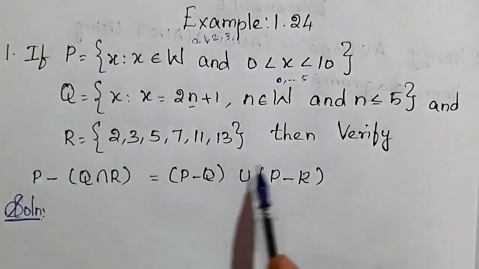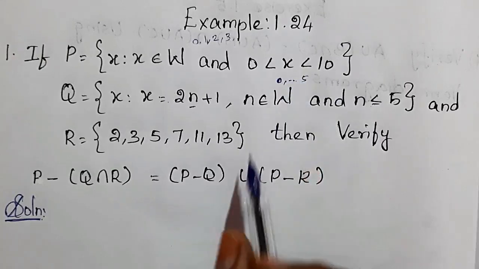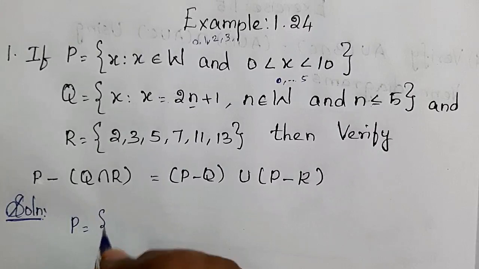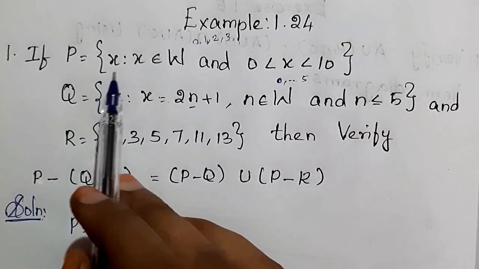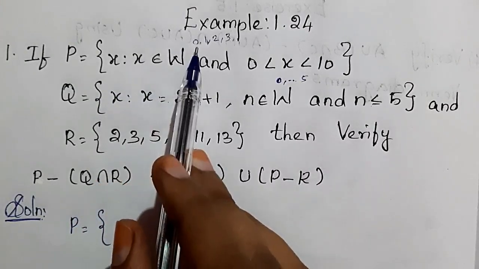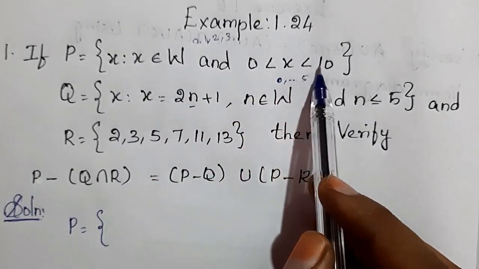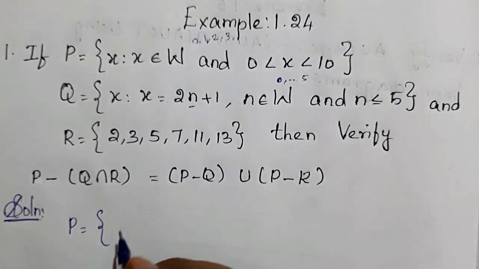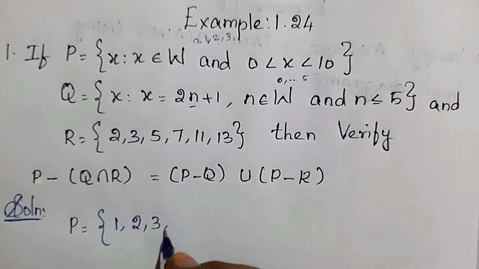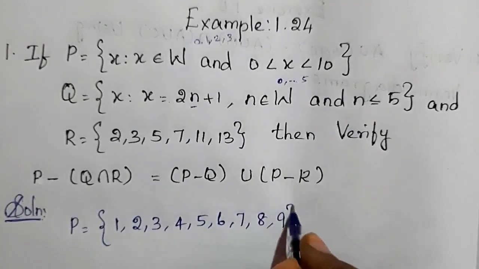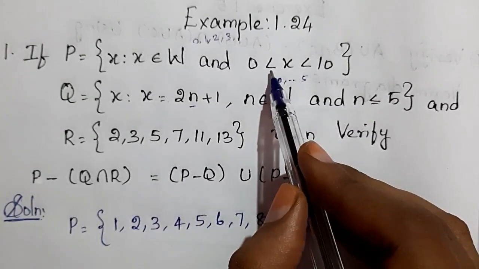Then we have to verify this one. Before that, first we can write the sets in roster form. P equal to set of all x such that x belongs to W. W means starting from 0. So also they are given 0 less than x less than 10. So we can consider 1, 2, 3, 4, 5, 6, 7, 8, 9. You know why? Because only less than is given.